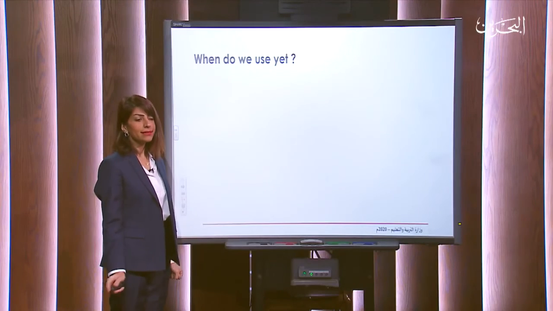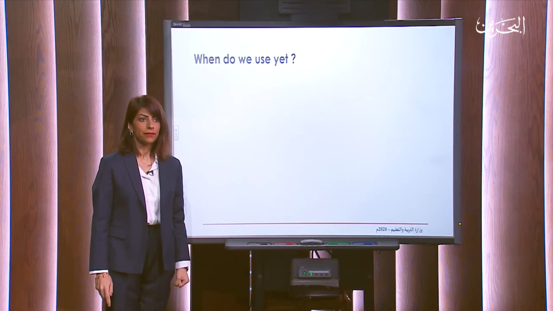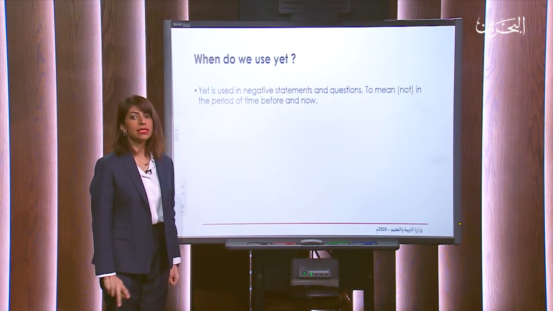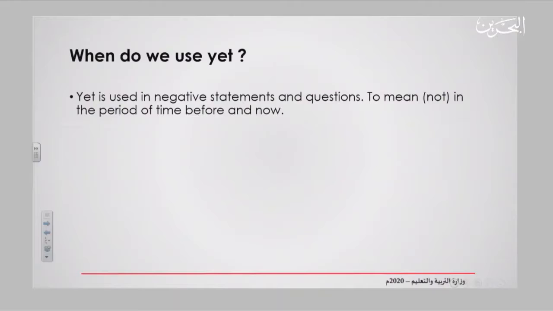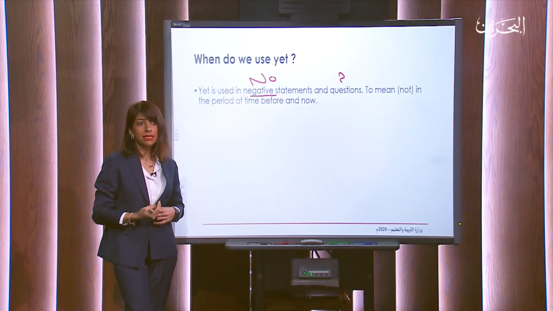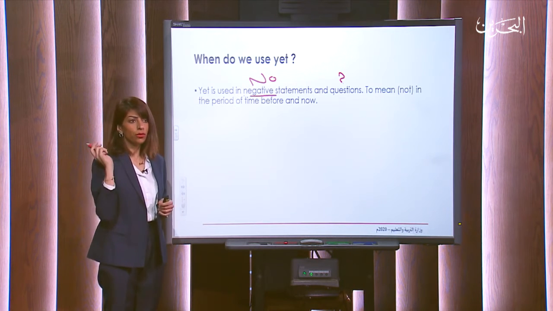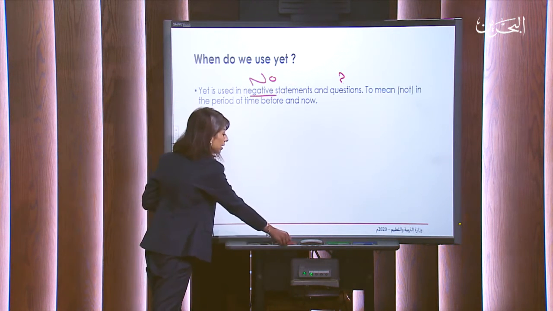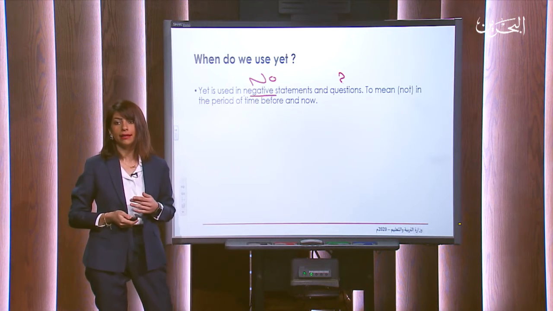Now, let's move to yet. And the question is, when do we use yet? Yet is used in two situations. Let's see. It's used in negative statements when I say no, and questions. When I ask a question, I use yet. To mean not, which means I am disagreeing with the statement, and the period of time before and now. Let me clarify more by displaying an example.